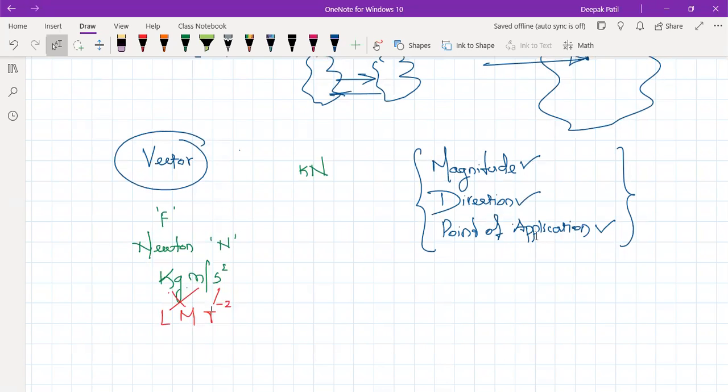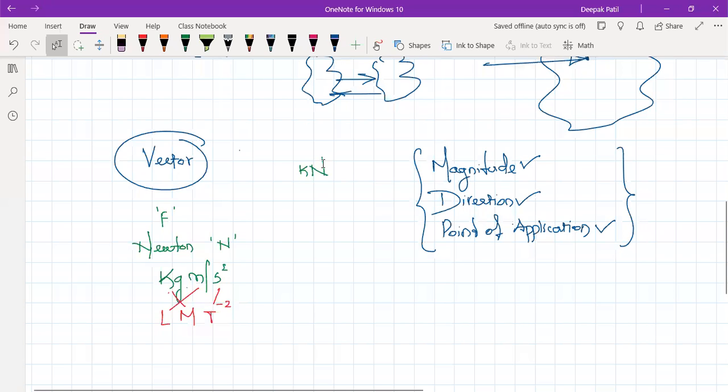And we know that force is a vector quantity, its symbol is capital F, and the SI unit is the newton, with symbol capital N. The base SI unit is kg meter per second square, and its dimensions are L M T raised to minus 2. So these are the things we have learned till now.